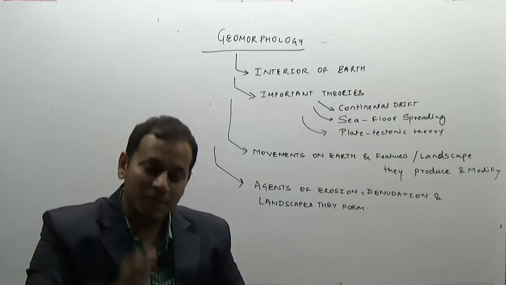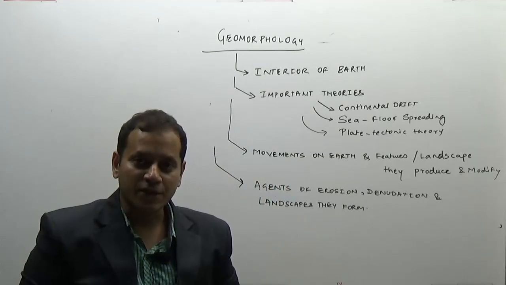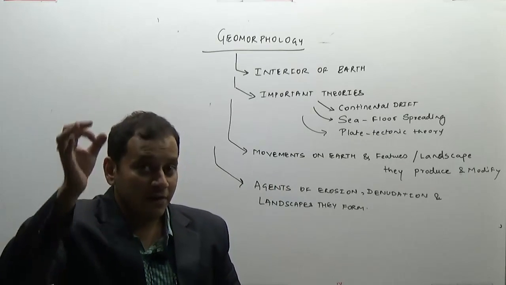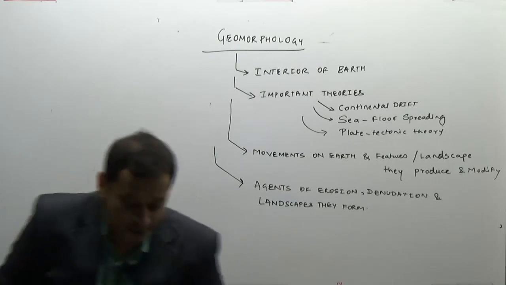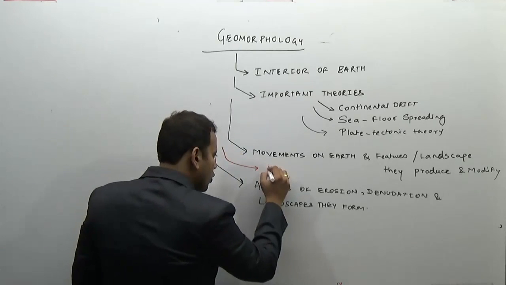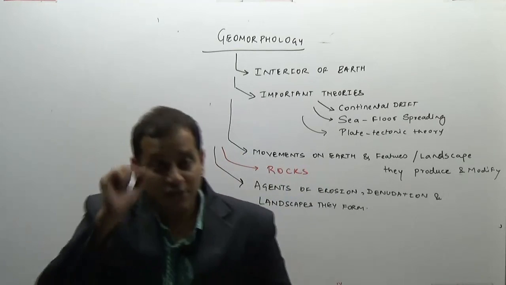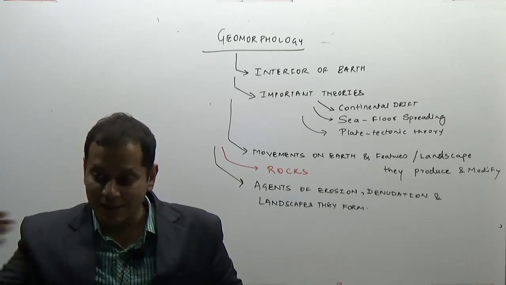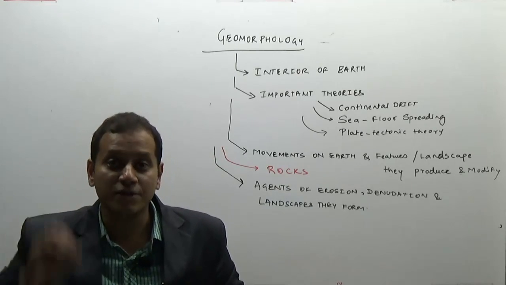Once a mountain is built, once a landscape is built, the agents of erosion or denudation or weathering will try to break down this landscape. It will result in the formation of different kinds of soils. It will result in different kinds of rocks and rock structures, because of the breaking down by the agents of erosion. What do you mean by agent of erosion? On the outside part of the earth, we see that there is a river, there is a glacier, there is a wind. These are the agents of erosion.